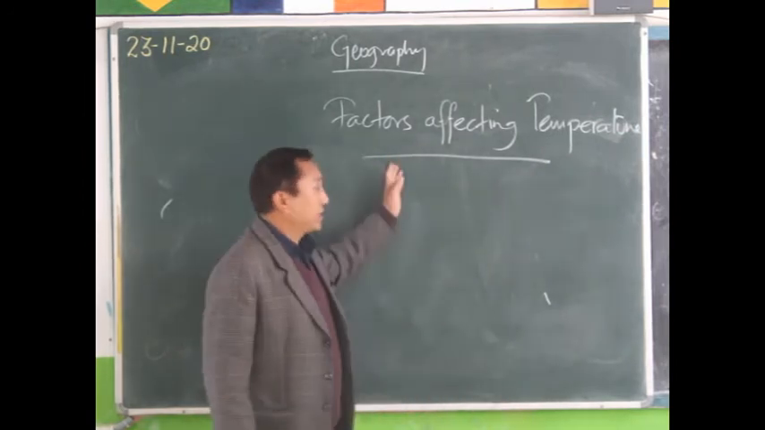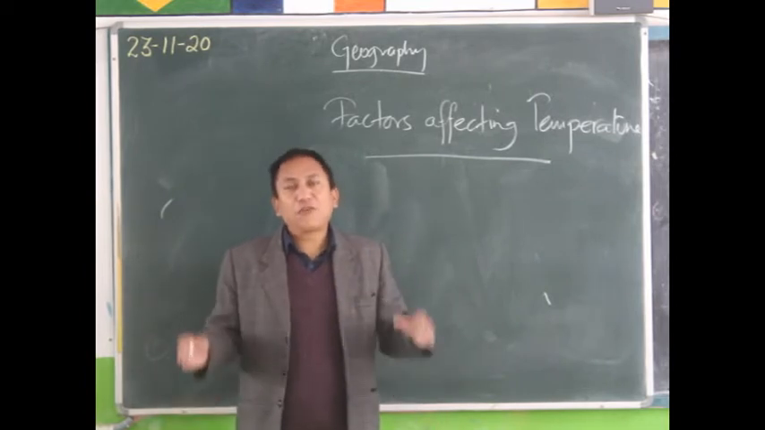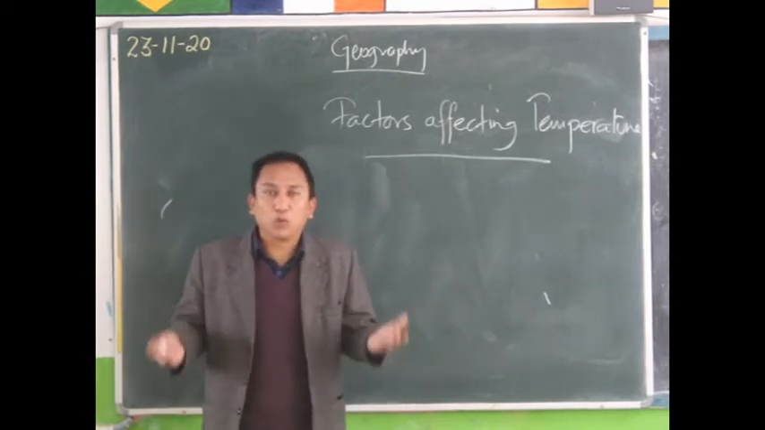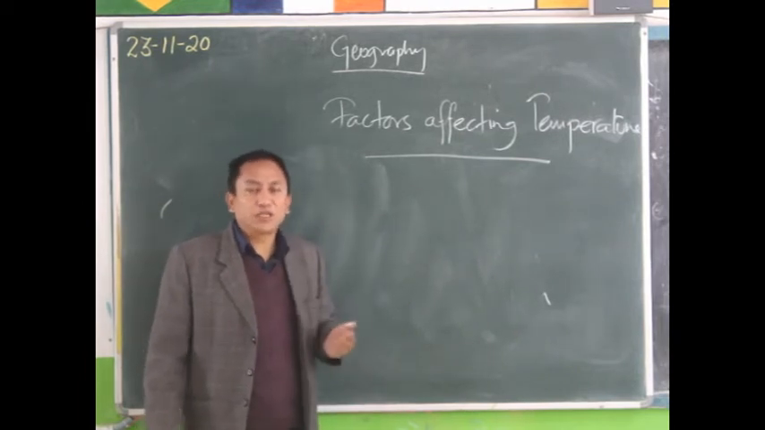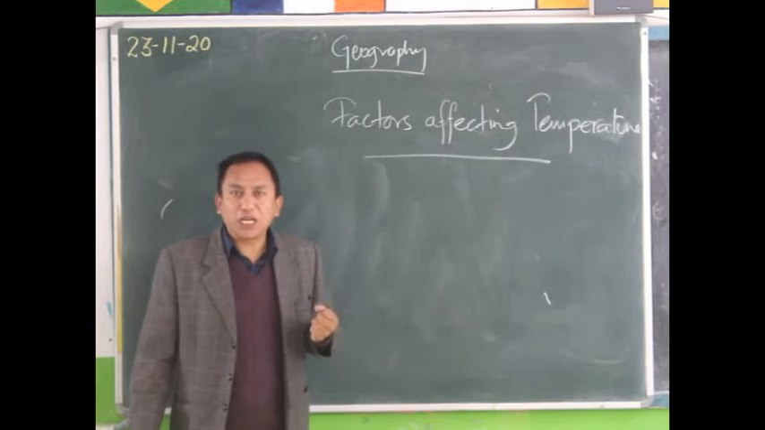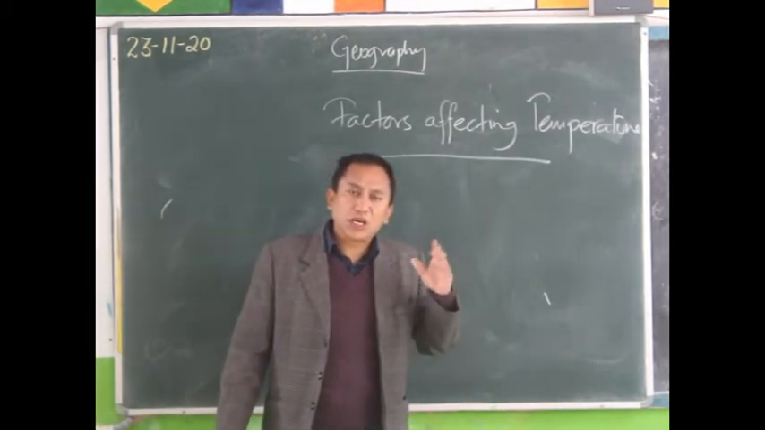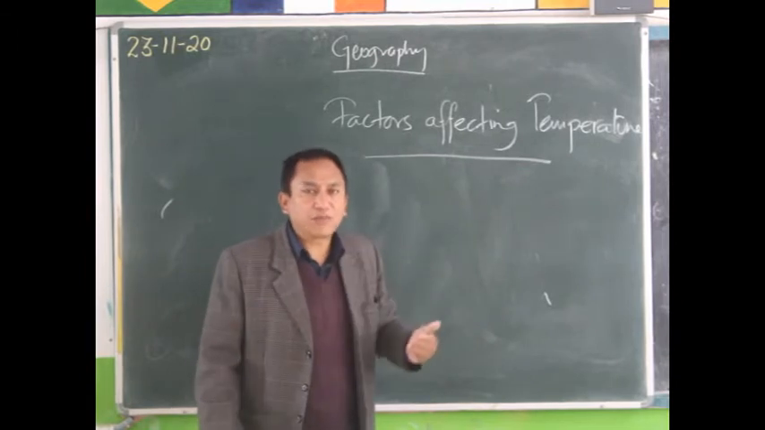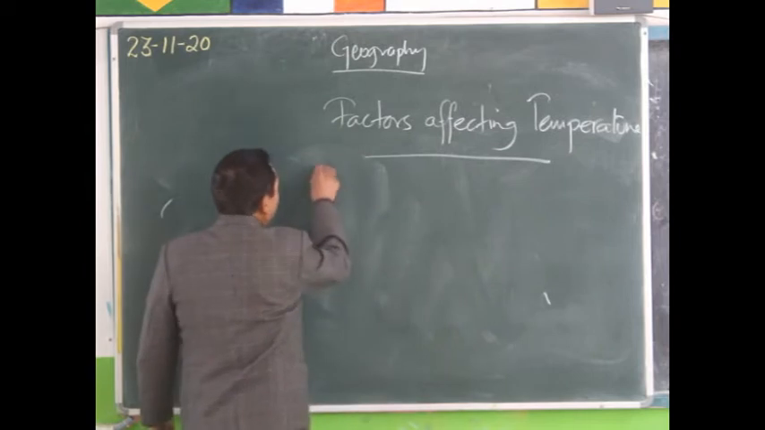Factors affecting temperature. Now we know that the temperature of the earth is not the same all over the world. Different places have different temperatures. Some places it's very warm, some places it's very cold, some places the temperature is moderate, some places the temperature is extreme. So there are various factors which are the main cause for the difference in temperature around the earth. The first one which we have is latitude.